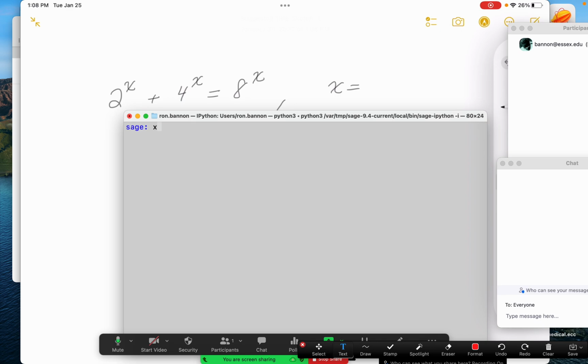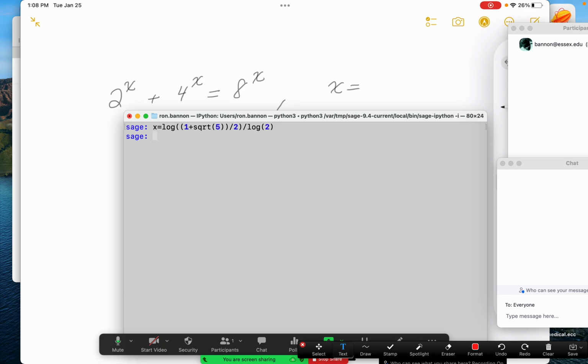I'll write this down for you. We said x was equal to the natural log. In Sage, log is the natural log. And we said it's the natural log of 1 plus the square root of 5, divided by 2. And that whole thing was divided by the log. And when you say log in mathematics, we actually mean the natural log, all right?